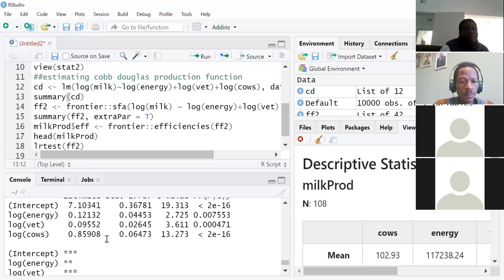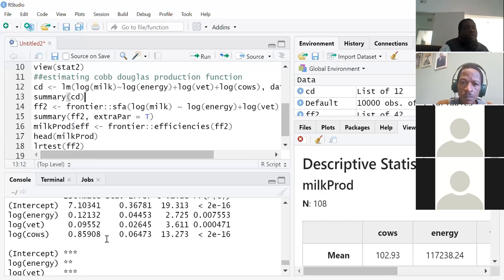No. This is the way to interpret it. Please listen very well. This means that if I increase my energy by 1%, then my milk production will increase by 0.12%, sorry. We talk of percentage because this is in log form. If I increase my energy by 1%, then milk production will increase by 0.12%, not 0.12 units.